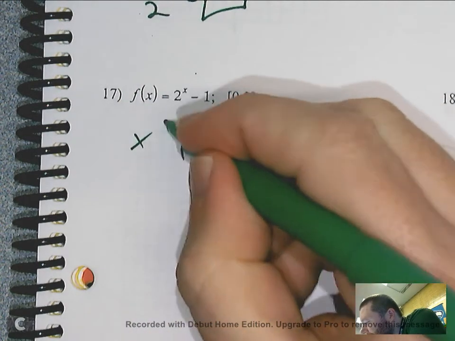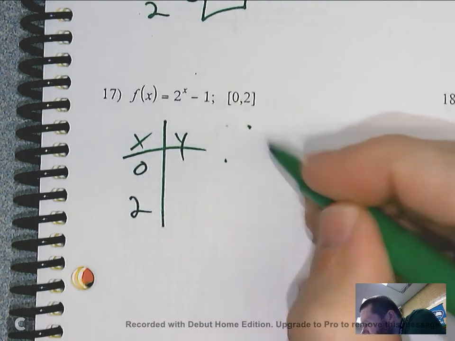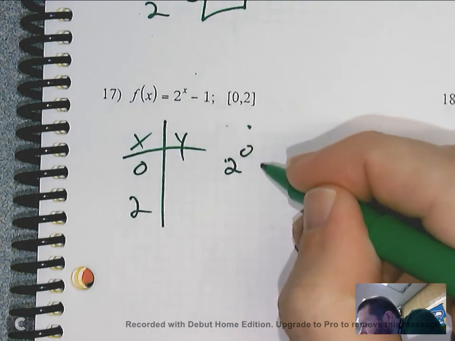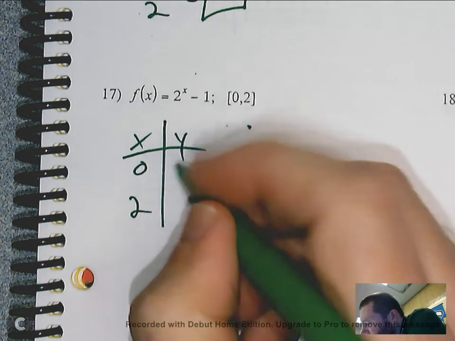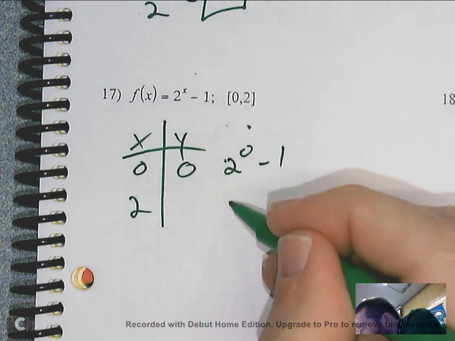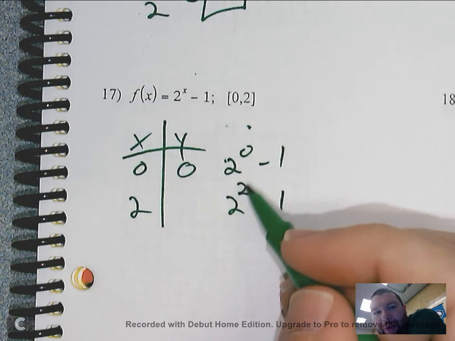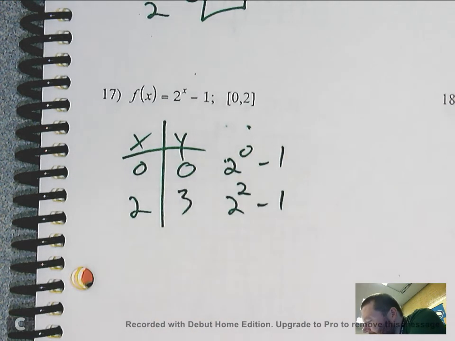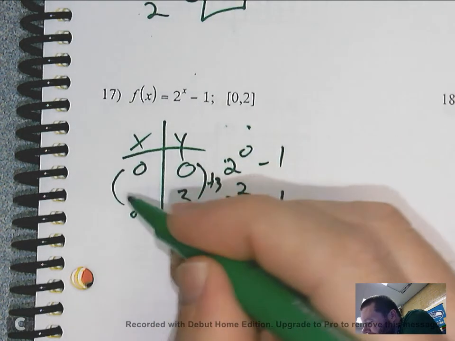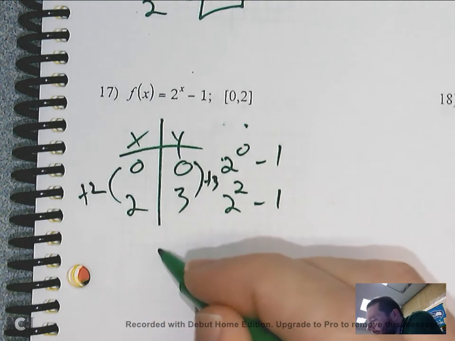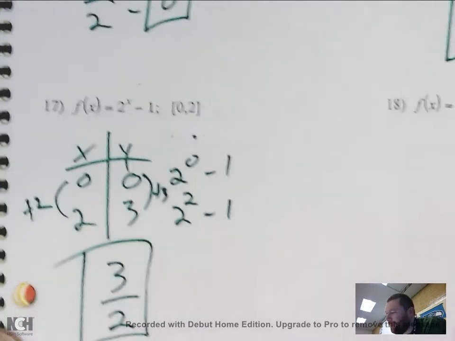Okay, this one we have an exponential equation. So x, y, we're going to use 0 and 2, 0, 2. And then when we plug them in, 2 to the 0 power minus 1. Anything to the 0 power is 1, right? So 1 minus 1 is going to be 0. Don't even need a calculator for that one. I don't really need a calculator for this one either. 2 to the second minus 1. 2 to the second power is 4, minus 1 is 3. Okay. So my change is going to be plus 3 on the y, and then plus 2 on the x. So it would be 3 over 2. Would be your average rate of change, or slope.